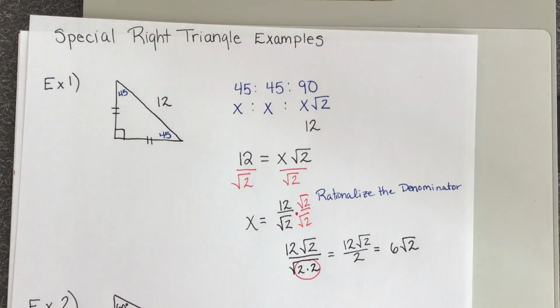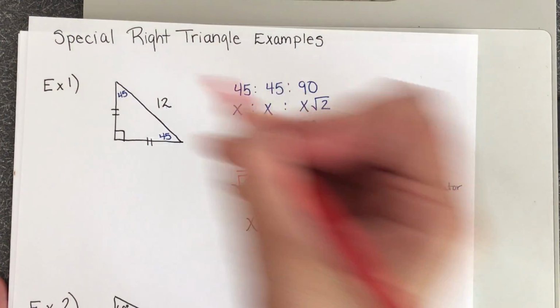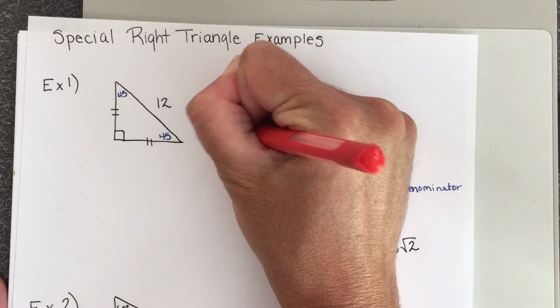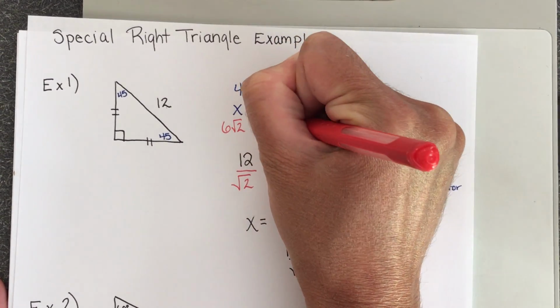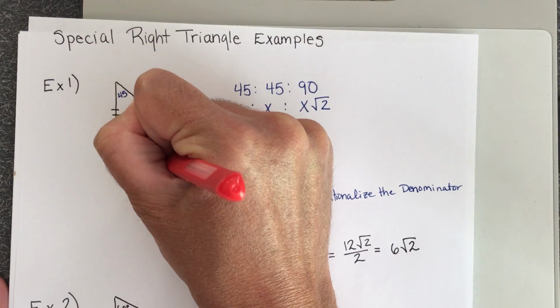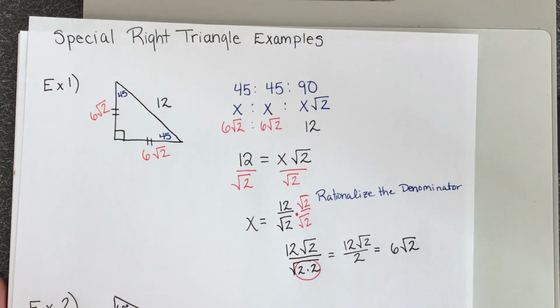It was a lot of work, but we now know that our missing sides, the legs of the isosceles right triangle, are each 6 times the square root of 2. And I was able to do this using my 45-45-90 ratio and then rationalizing the denominator.